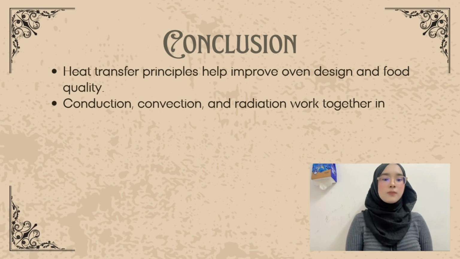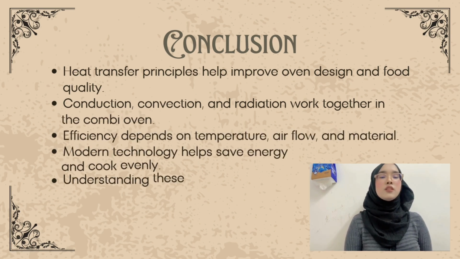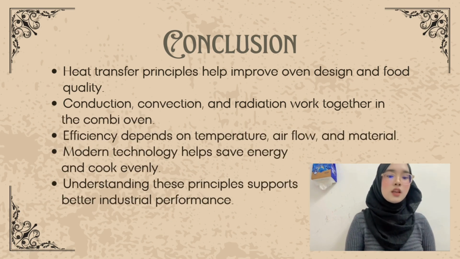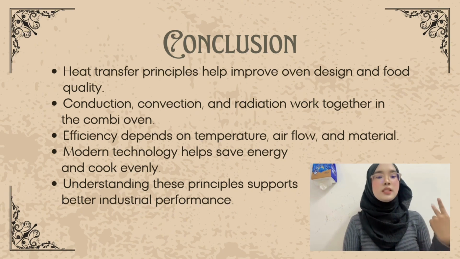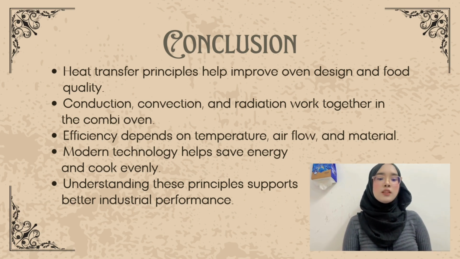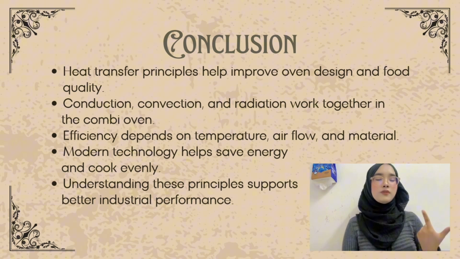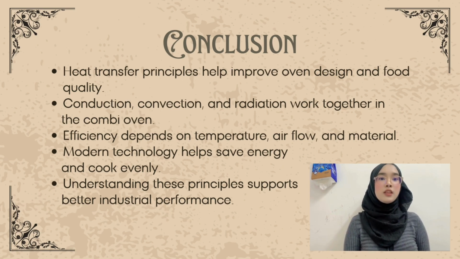To conclude, the Combi steamer oven works based on three main heat transfer methods: conduction, convection, and radiation. All these three methods work together to cook food evenly and efficiently. The cooking performance depends on factors like temperature, airflow, and material used. With modern technology, this oven can save more energy and give better cooking results. So overall, understanding heat transfer principles helps improve food quality and oven efficiency in industry.